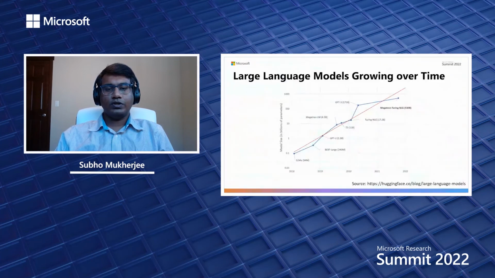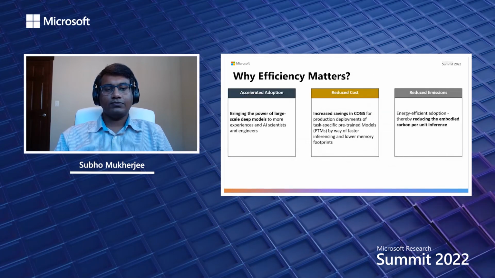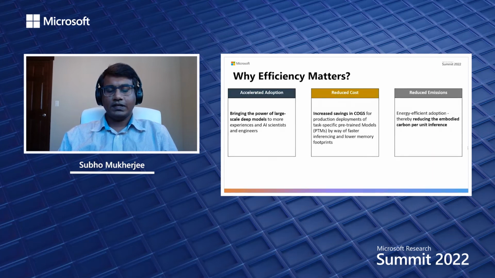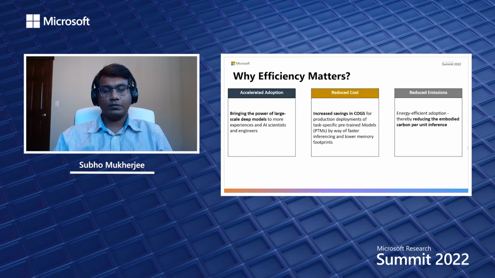Large-scale language models have been growing exponentially over time, by as much as 10x every year, which makes them difficult to use in practice. Our research aims to increase the efficiency of large-scale AI, focused on three primary aspects. We want to accelerate adoption to bring the power of AI to more and more people and go from low-code to no-code AI development. Large-scale models are also difficult to use because of their size and slow for inference. We have been developing techniques for faster inference and reducing the memory footprint. Finally, all of these techniques also contribute to reduced carbon emission, as we are looking to reduce the embodied carbon per unit inference.